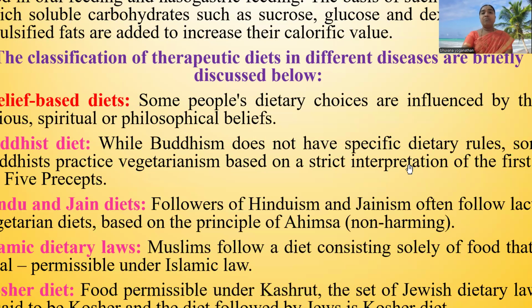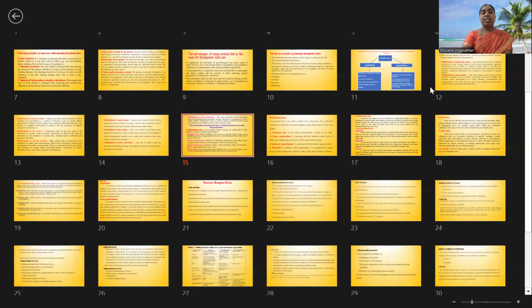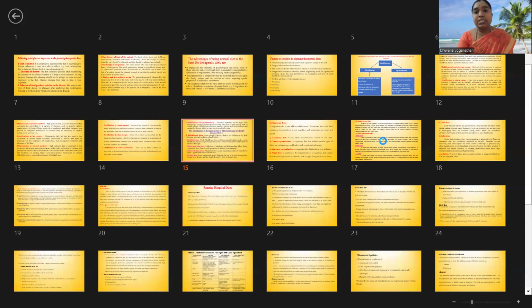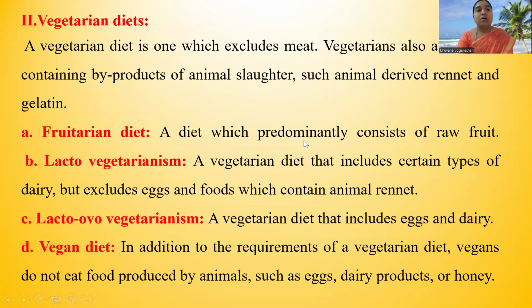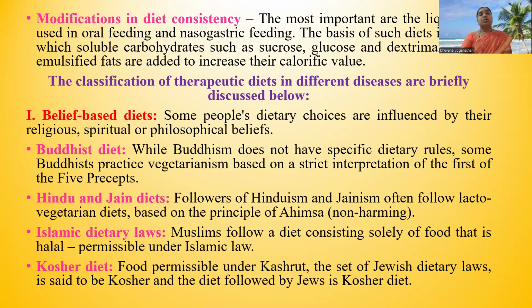First one is belief-based diet. Some people's dietary choices are influenced by their religious-based systems, or by modifications related to philosophical and spiritual beliefs. First diet is the Buddhist diet. While Buddhism does not have any specific dietary rule, some Buddhists practice vegetarianism based on a strict interpretation of the first five precepts.